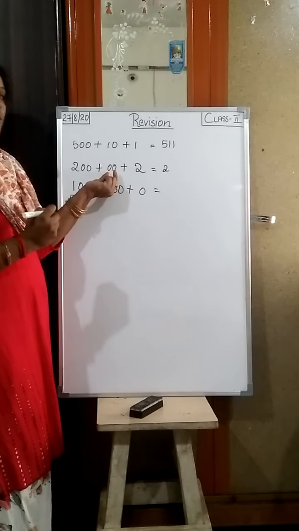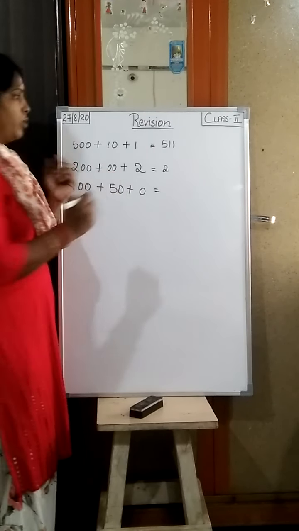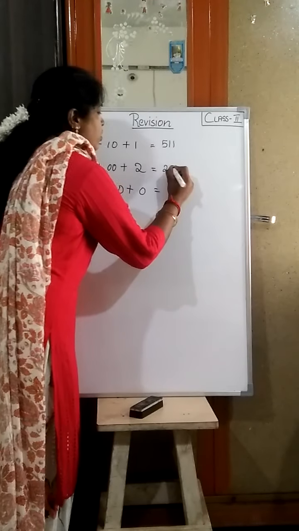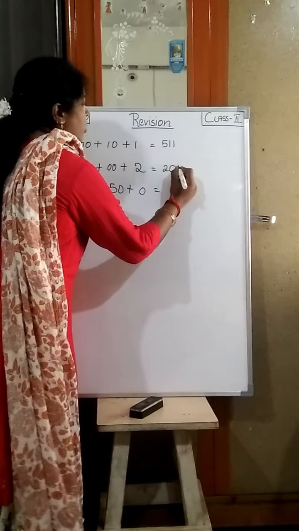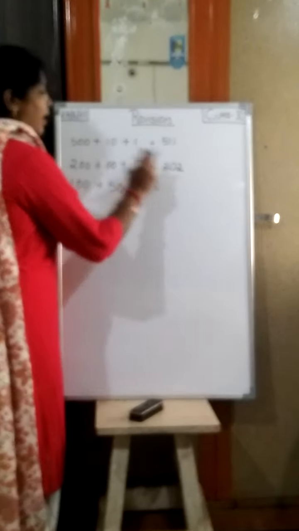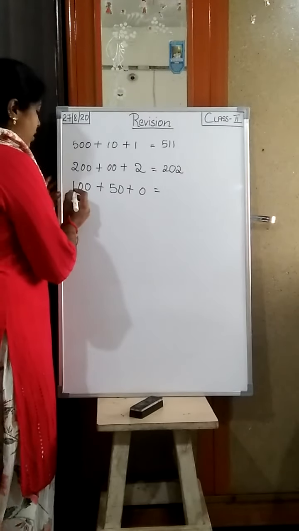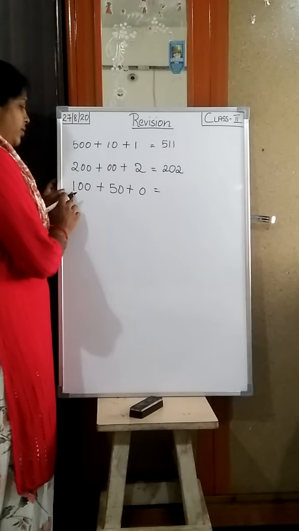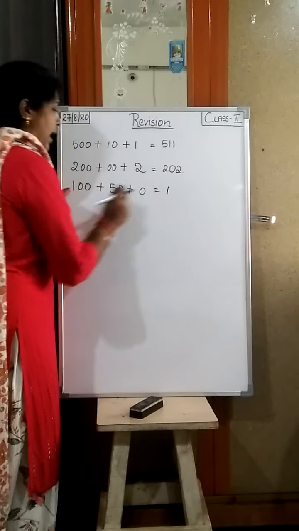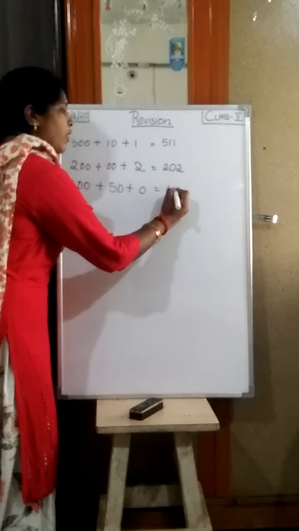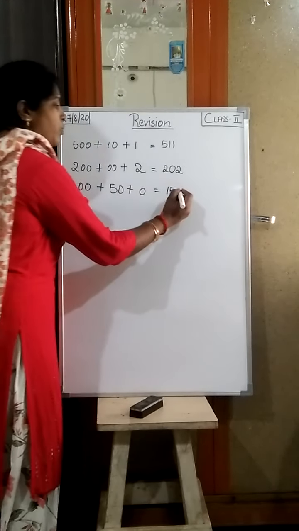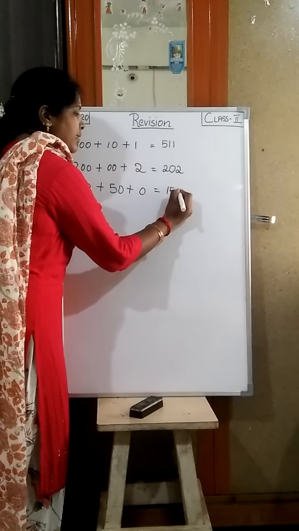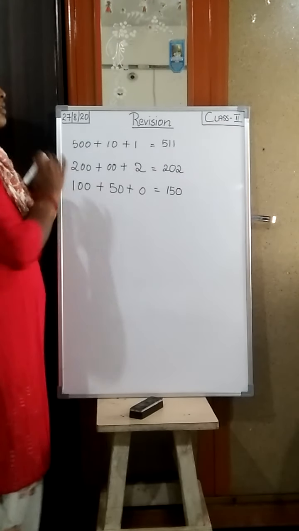Next is here 2. After that no number, we are having 0. So we will write 0. And next what number? 2. So write here 2. Now 202. Now what number is here? 100. So 1. And here 50. So 5. And in ones place we are having 0. Put 0 as it is. So this method is called short form method.